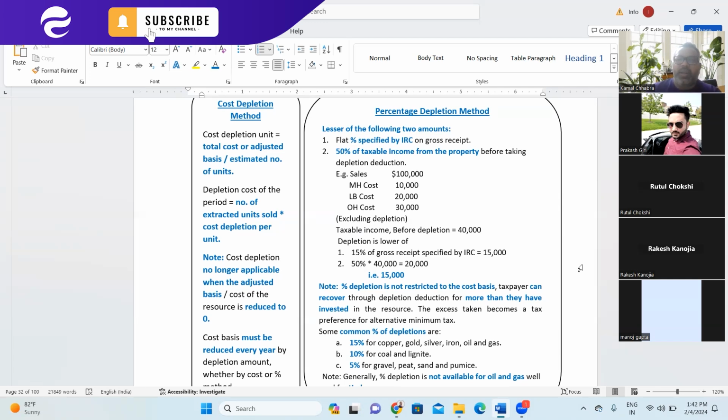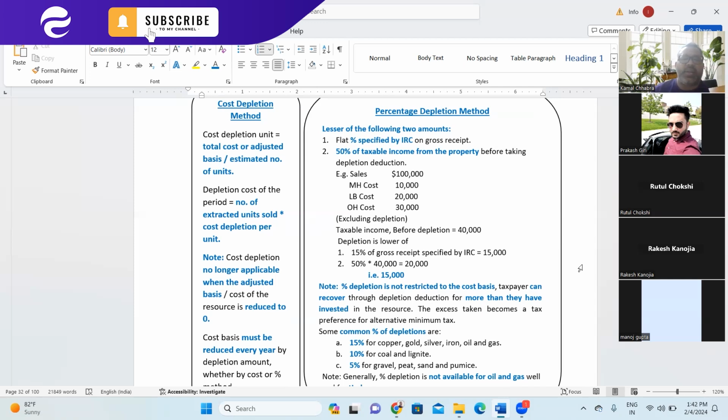That also needs to be capitalized at the beginning, right? So the total cost includes the purchase cost, installation cost, any other capital improvement, or the mandatory dismantling cost. Divide by the number of estimated units. So that will give you the cost per unit. So that is the depletion cost of the period, right?